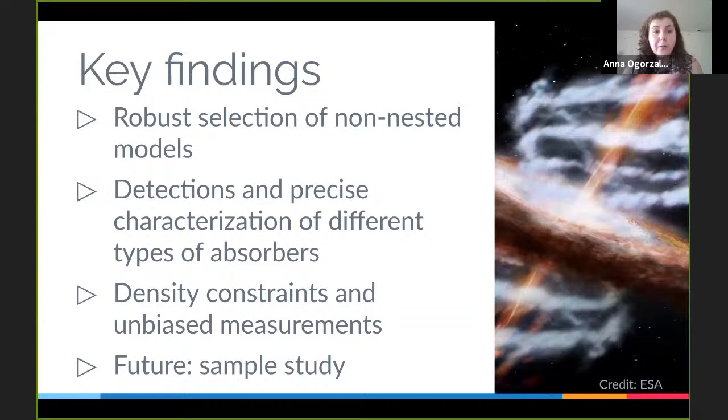Okay, before I tell you what the future holds, let me just quickly summarize the study of X-ray detected outflow in NGC 4051. I have shown you the application of the Bayesian framework we have developed, which allowed us to self-consistently model the spectrum and select models in a robust way. As a result, we detected and characterized a number of wind absorbers in NGC 4051 and obtained some of the most precise density constraints to date.